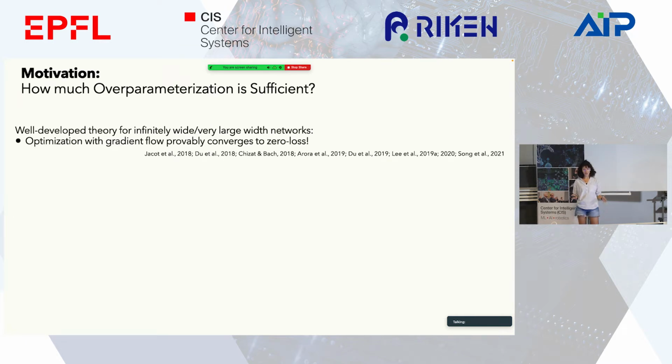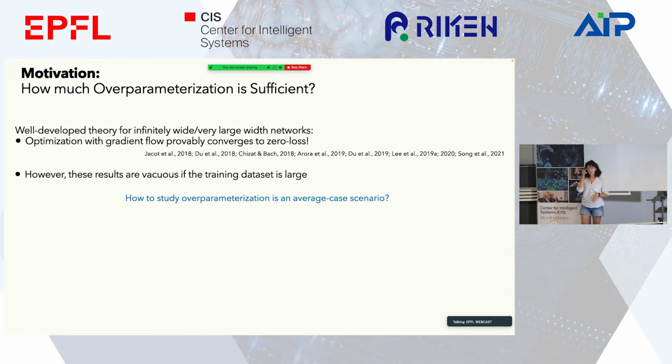So the big question today for me is, how much overparameterization is sufficient? In literature, we already have a well-developed theory for infinitely wide and very large width networks. The analysis usually relies on the neural tangent kernel or mean field techniques. And with either technique, optimization with gradient flow probably converges to zero loss. This is well established. However, the results are vacuous if the training data set is large.